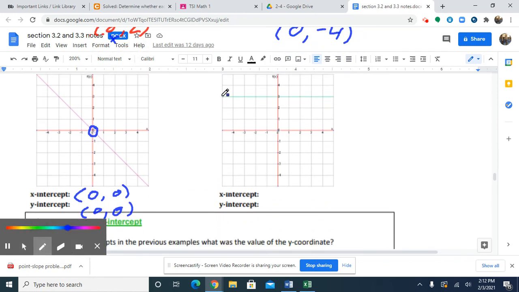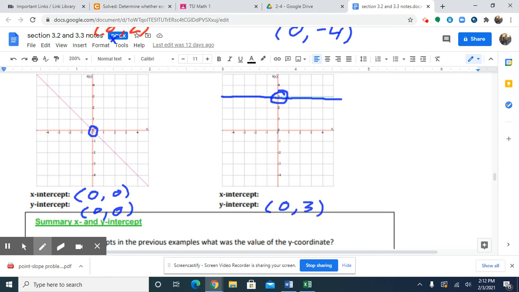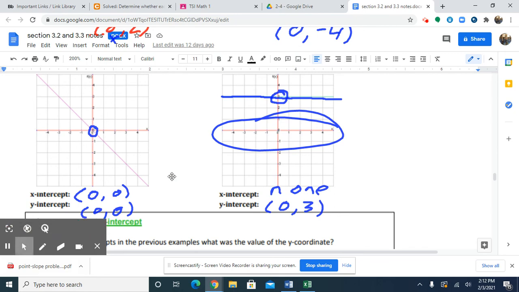Now with this one, it's not very clear, but this is the line right here. So we do have a y-intercept right there at (0, 3). But if you notice, the line is horizontal. We never actually hit the x-axis. So we would say that we have none in terms of the x-intercept.